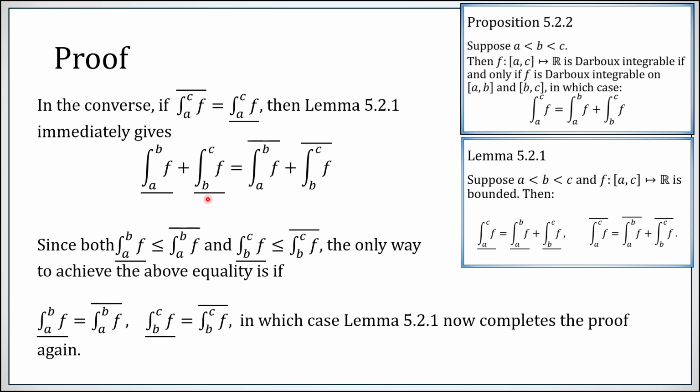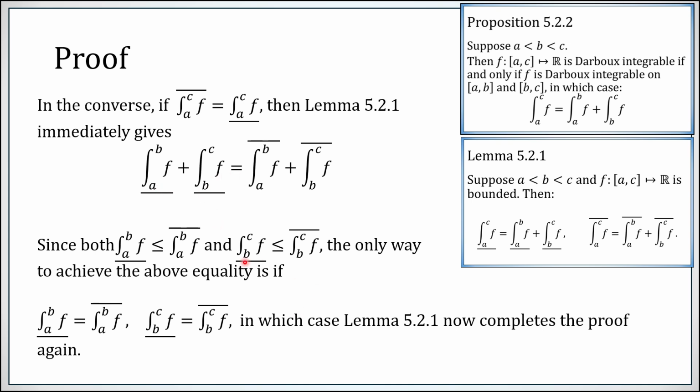If we had a strict inequality on either one, then when we added them together, we would maintain the strict inequality and we would have a less than here. Since we actually achieve equality, and this lower integral is less than or equal to this upper one, and this lower integral is less than or equal to this upper one, the only way we can end up with this equality is to have equality all around.